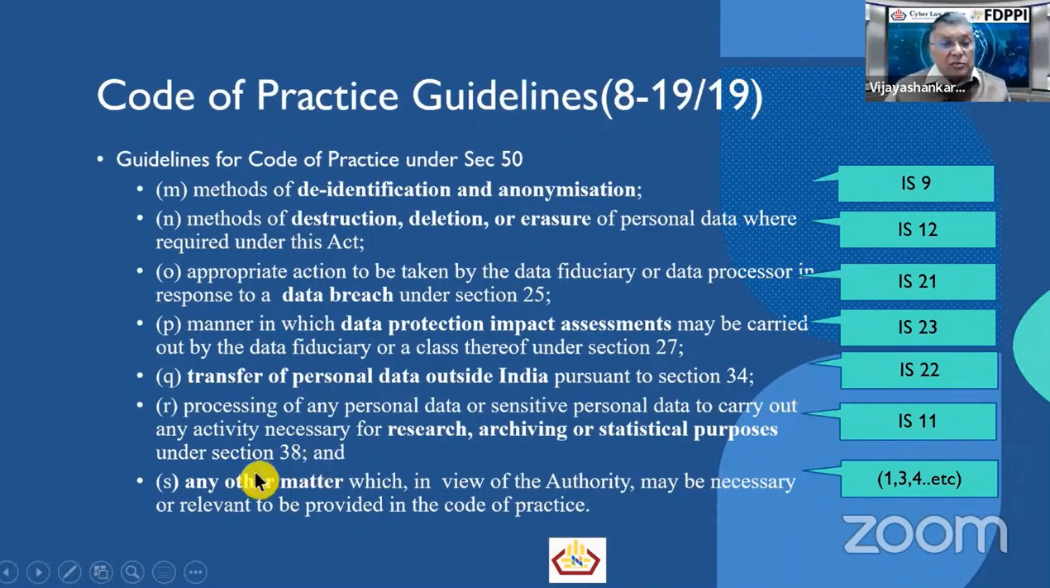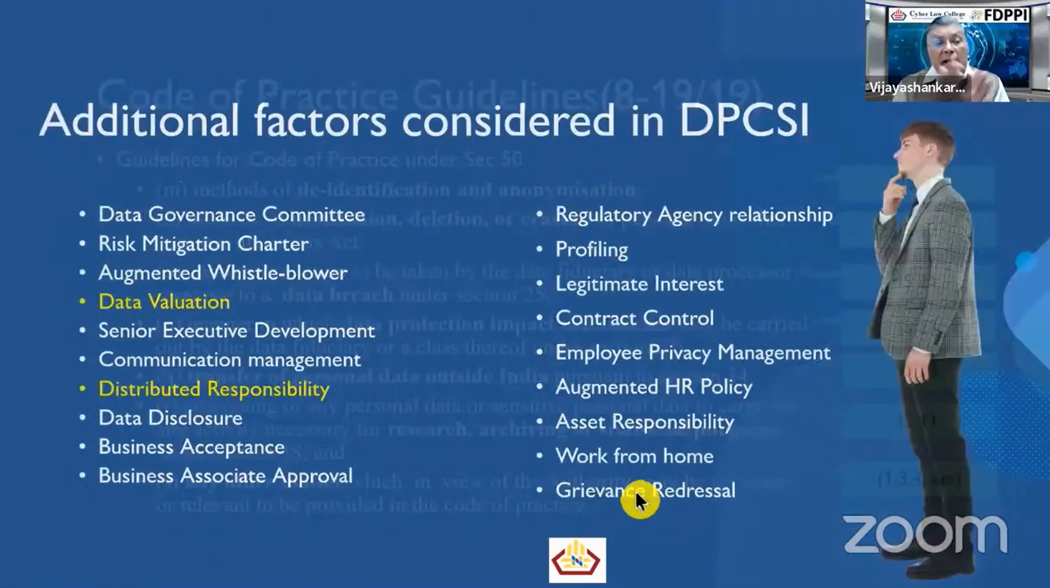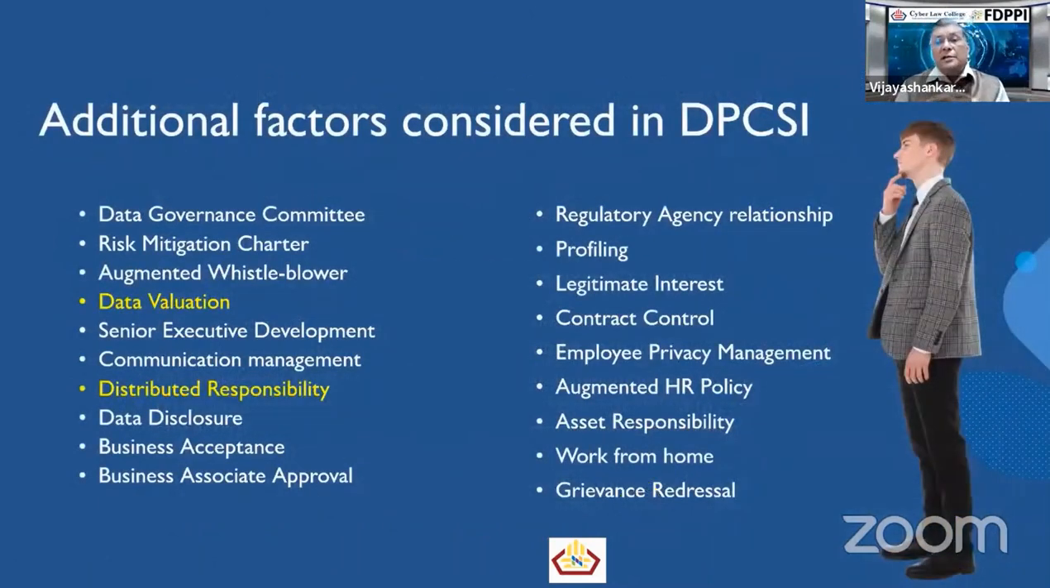And since there is one more last line which says any other matter which in the view of the authority may become necessary, because this code of practice has to be given by the Data Protection Authority in due course, we have already added 19 different additional factors in the DPCSI, so that it does not confine itself only to these 19 codes of practice. It transcends that into more areas.